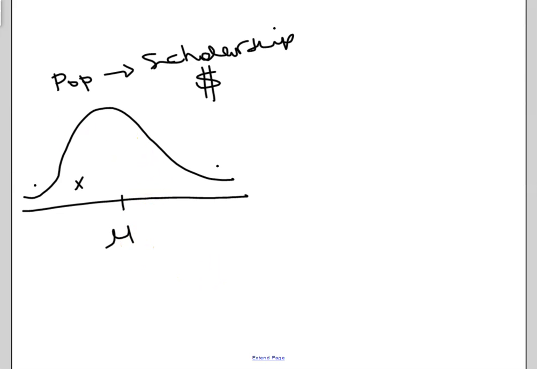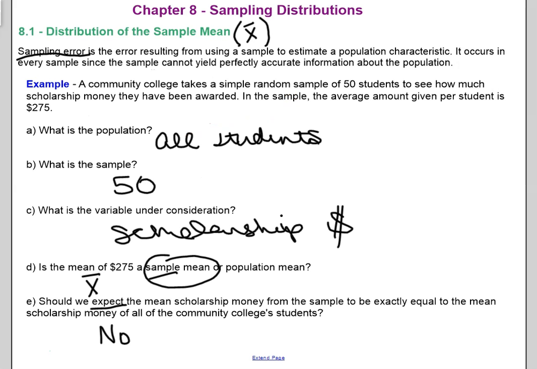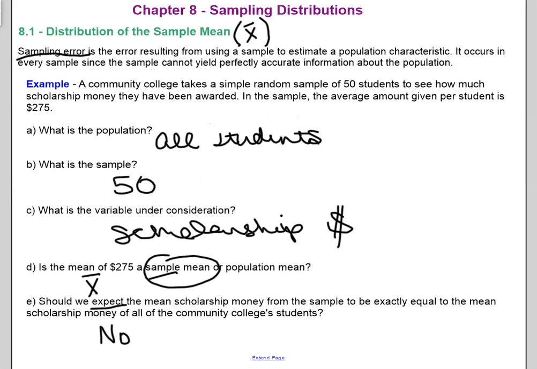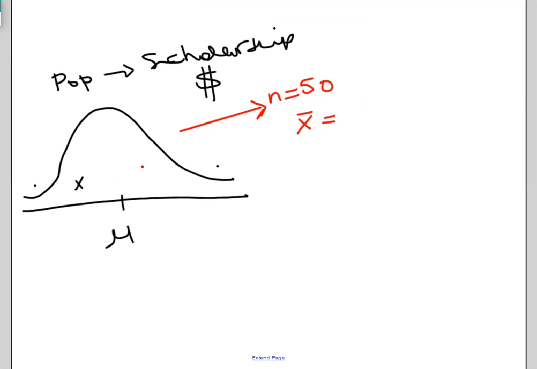Now, if we're taking samples from here, we'd be taking, let's say, a sample of, let's see, what did we do on that last one? Already forgot. 50, right? So let's say we're taking samples of 50. And for that first sample, we got a sample mean of 275.